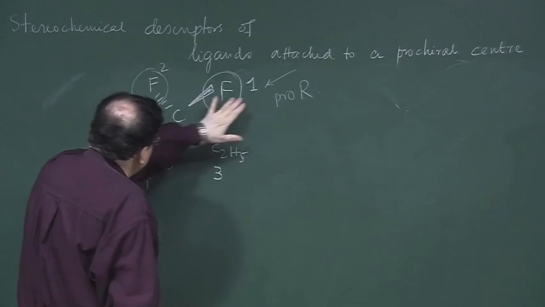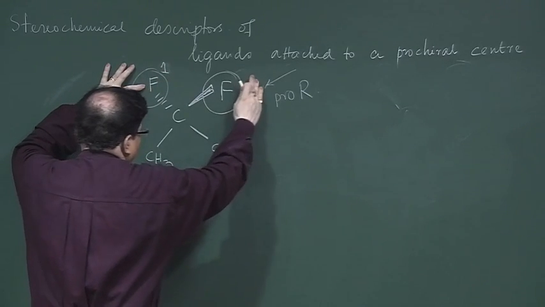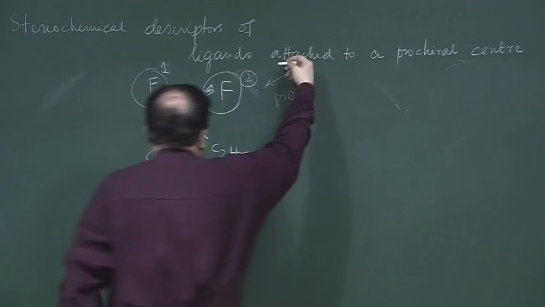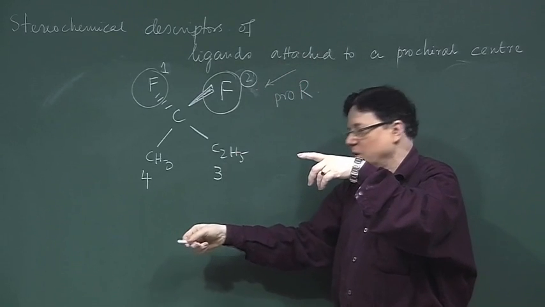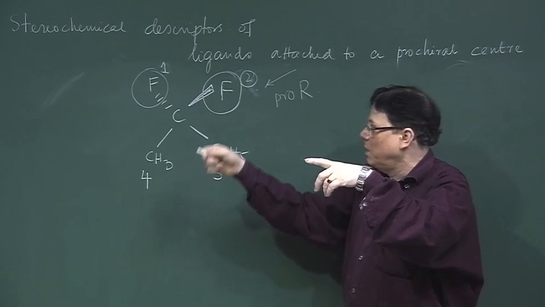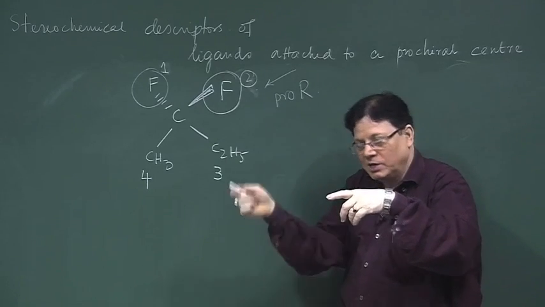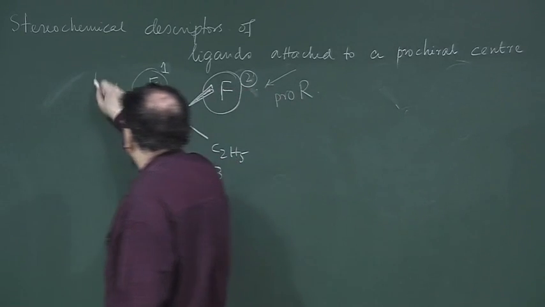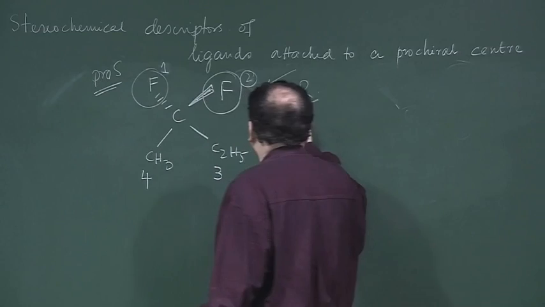Okay. In the same way, you can find the stereochemical descriptor of this other fluorine, and in that case this will be 1 and that will be 2. And again you have to look from this side. First you have fluorine down, one group down, then you come up to the top fluorine 2, then you go to the ethyl. So, it is going in the anti-clockwise fashion. So, that will be your pro-S. Okay. I think this is clear.